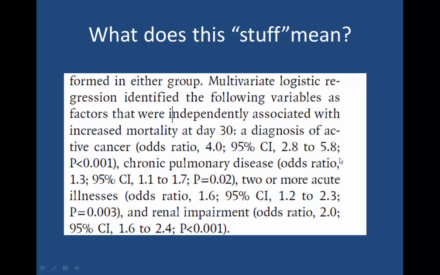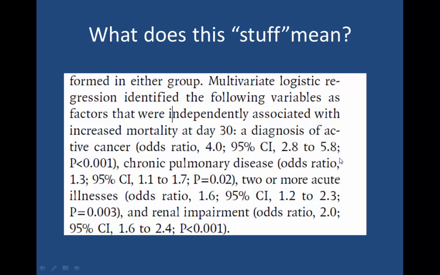Okay, now what if I ask you to tell me which of these outcomes, active cancer, chronic pulmonary disease, 2 or more acute illnesses, or renal impairment, which one increased my odds of death the most? Well, you should be able to pick this one. Active cancer did. Which one had the lowest impact on 30-day mortality? Well, hopefully you picked this one. So chronic pulmonary disease had the lowest impact on 30-day mortality.